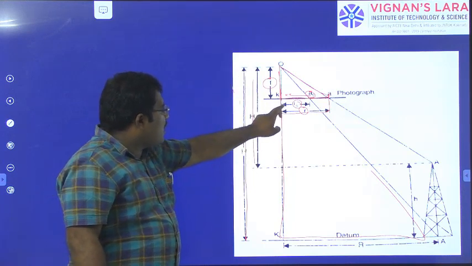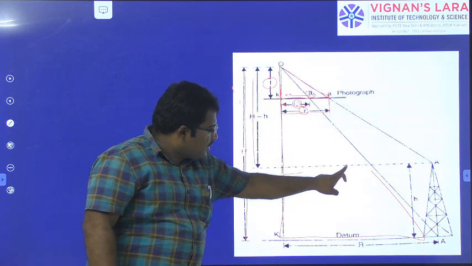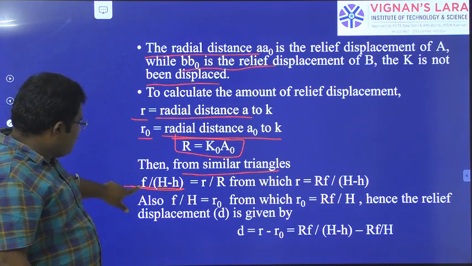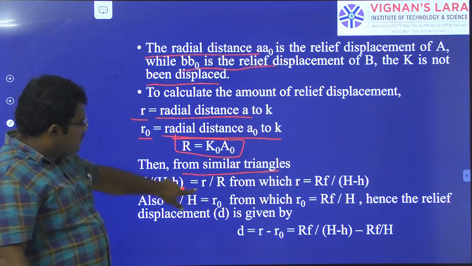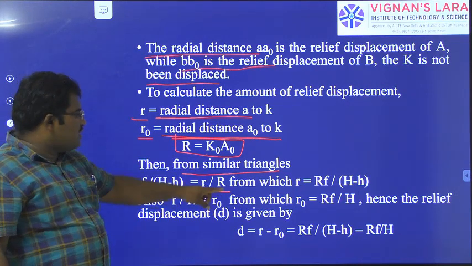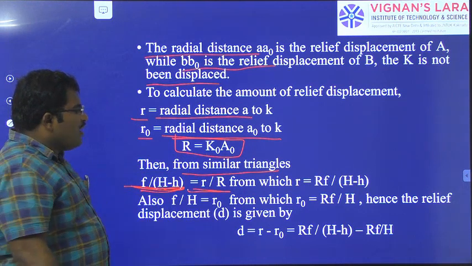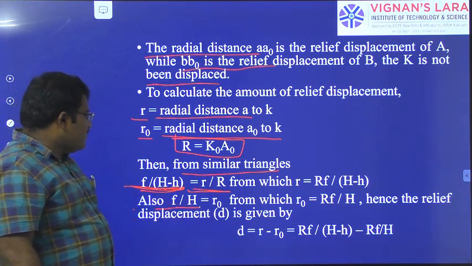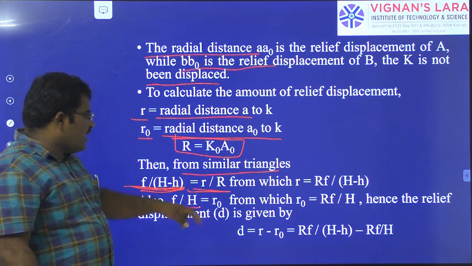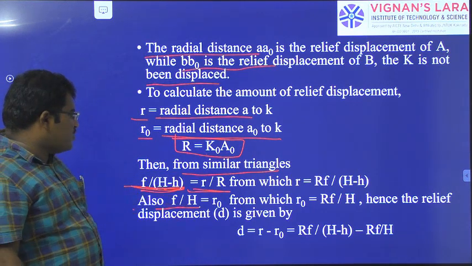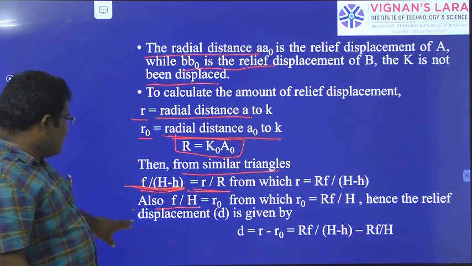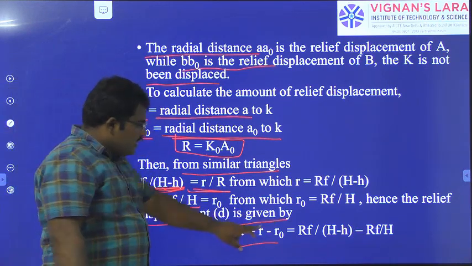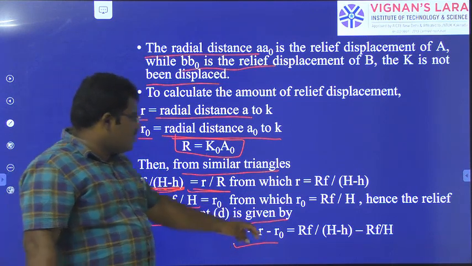how much? R0 by which one? This R, capital R, R0 by R. That's why, you can see F by H minus h is equals to r by R, from which small r is equal to written as Rf divided by H minus h. Then coming to the next triangle, F by H is equal to R0, from which R0 is equals to Rf by H. Hence the relief displacement D is given by R minus R0, where you substitute those values here.